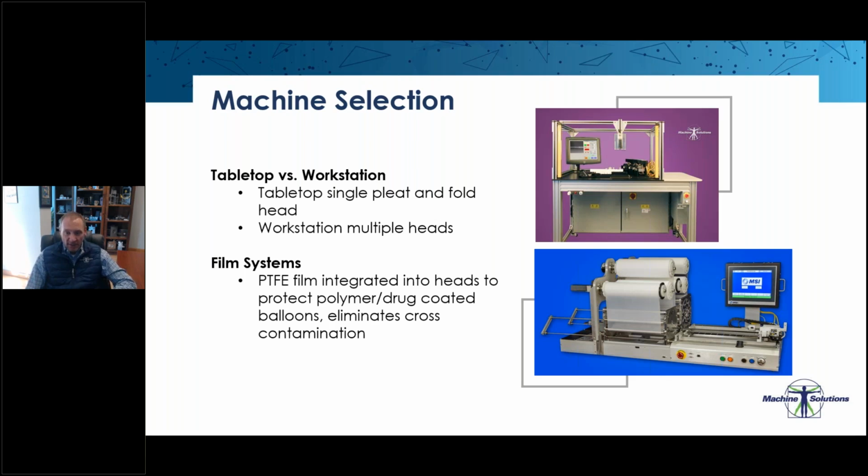Conversely, if you're doing a tabletop machine that has a single pleat or fold head and you need to switch sizes throughout the day, you're going to install a different pleat head, calibrate it, and then warm it up to whatever operating temperature you have selected.